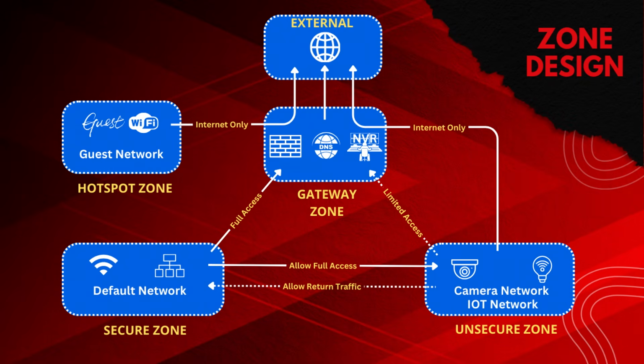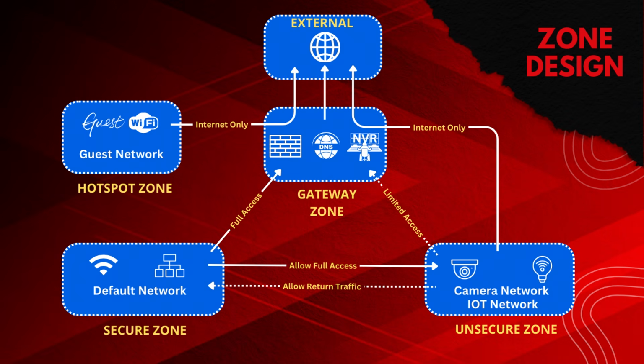Now, when you look at it in a diagram form, this is what it's going to look like. So we have our guest network over here, kind of isolated. Like I said, no lines going to and from it except to the internet. Our default network's going to sit down here in a zone, and that zone is going to have full access to the gateway zone and full access to where our camera and IoT networks are going to be, okay? And those networks are going to be allowed to return traffic back, just like we talked about.